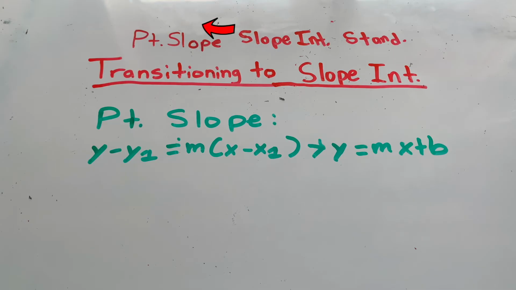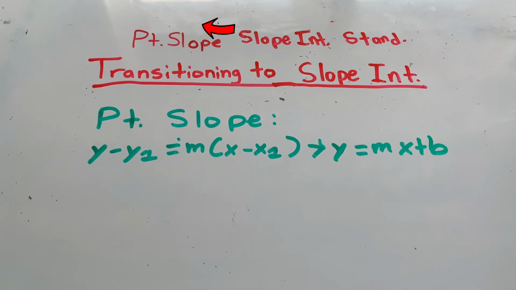Lastly, we're on transitioning to slope-intercept form. What you need from slope-intercept form is the slope and the y-intercept on one side of the equation, and then just the y value on the other side, which is just the y variable. So we're going to use point slope form transitioning to slope-intercept form.